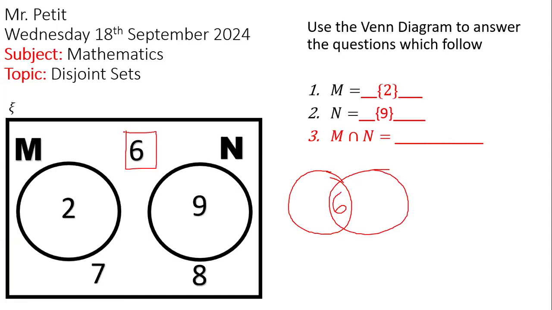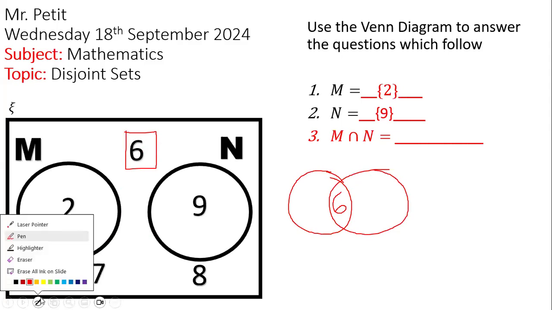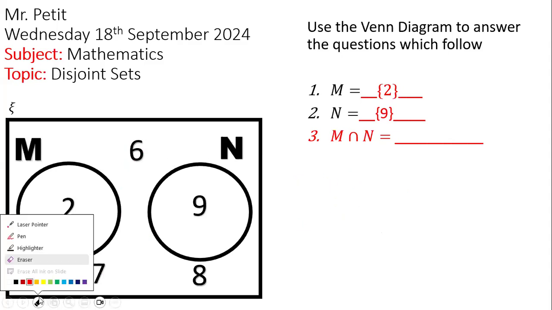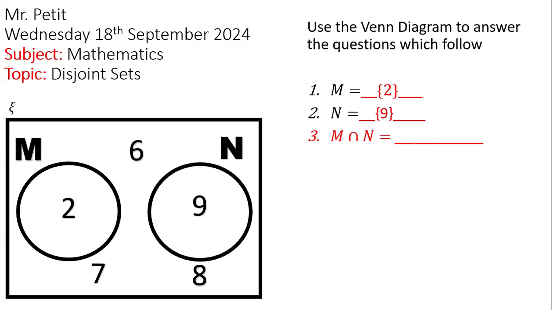Outside, on the outside, so that means it's not in the middle, it's not the intersection. So do we have any intersection? Do we have anything in the middle? No, sir. So it's none. So we say that it's the empty set, or you can say it's the null set.